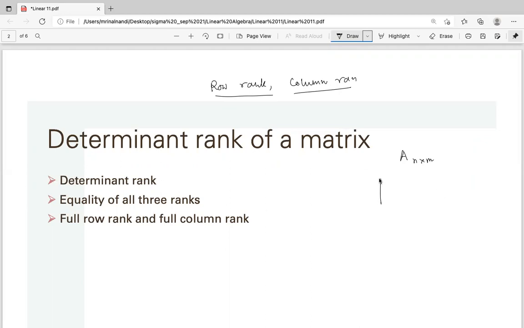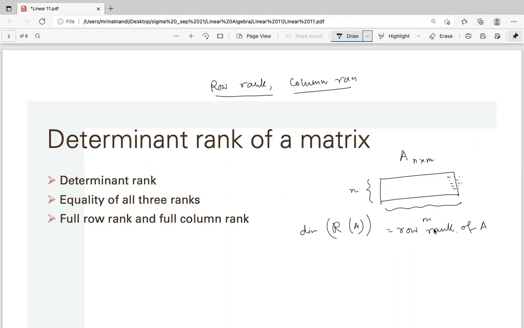So how many rows are there? N rows and m columns. Now, if there are many independent rows, that means the dimension of the row space of A is called the row rank. Row rank of A.